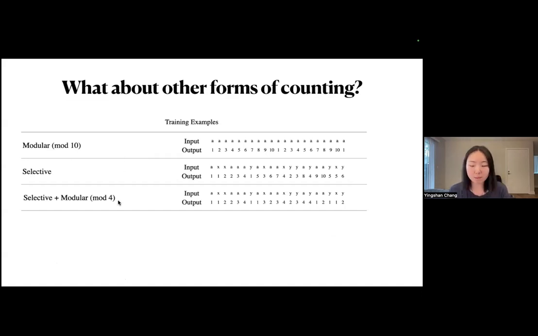For selective plus modular counting, we use a smaller base because we have 10 unique tokens, and we have to ensure that the training set covers the full cycle. So if we use a large base like 10, then it would drastically increase the training sequence length, and that's too expensive.